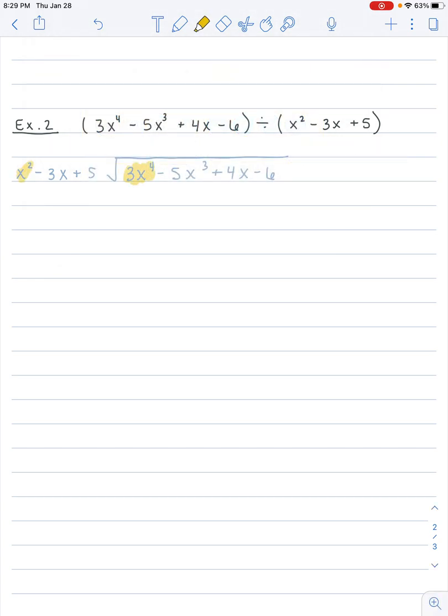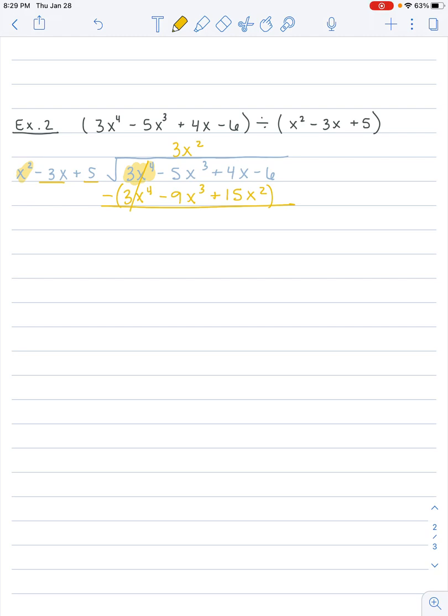All right, same idea. We want to match up x squared and make it look like 3x to the 4th. Well, I can make x squared look like 3x to the 4th by multiplying it by 3x squared. So 3x squared times x squared is 3x to the 4th. 3x squared times negative 3x is negative 9x cubed. 3x squared times 5 is 15x squared.